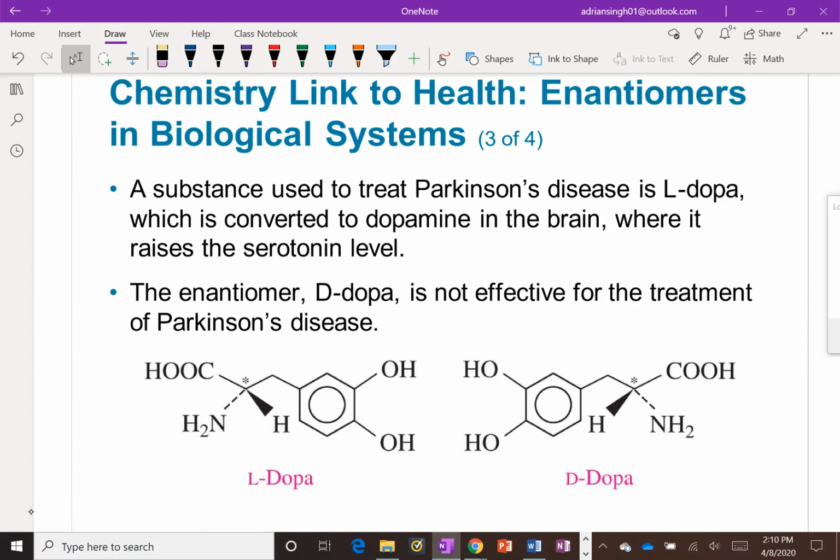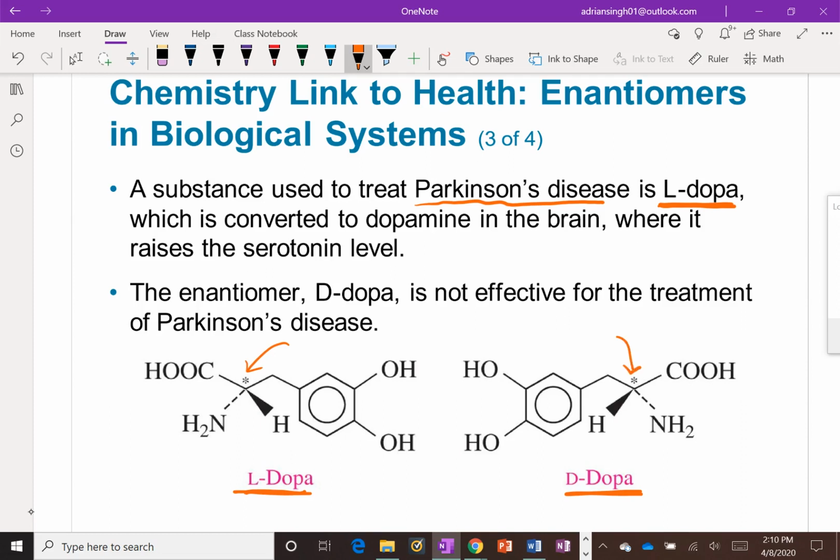All right. A good example of where the L versus the D isomer is extremely important is in a substance that's used to treat Parkinson's disease. One of the common treatments for that is a molecule called L-DOPA, which looks like this. The isomer of L-DOPA, which is D-DOPA, is the enantiomer, the non-superimposable mirror image, because of how the groups are attached to that chiral carbon, which is here.